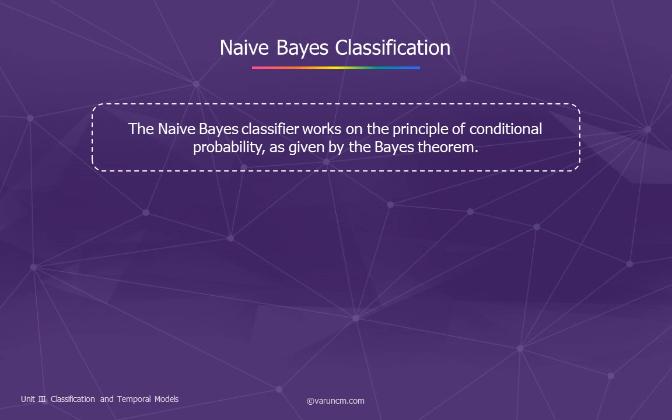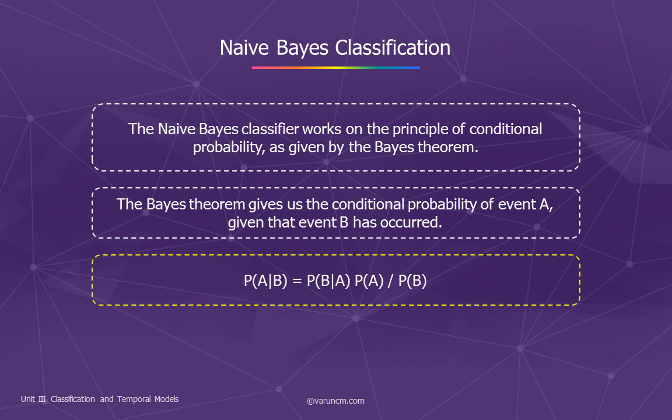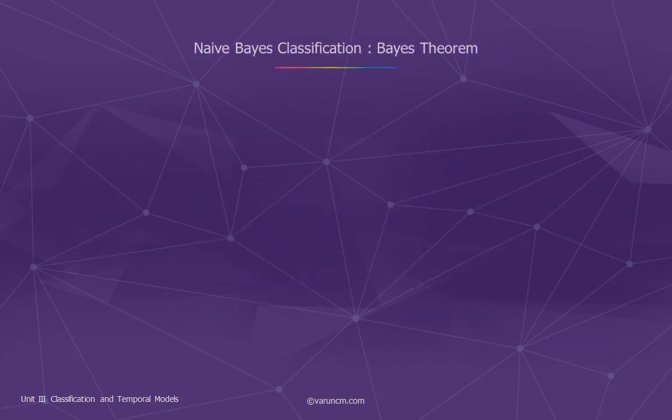The Naïve Bayes classifier works based on the conditional probability explained by Bayes theorem. What Bayes theorem says is, it gives us the conditional probability of some event A given that event B has occurred. Using the probability function, P of A by B is equal to P of B by A into P of A divided by P of B. So this is the probability function which explains the Bayes theorem.